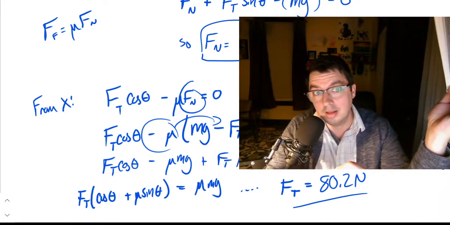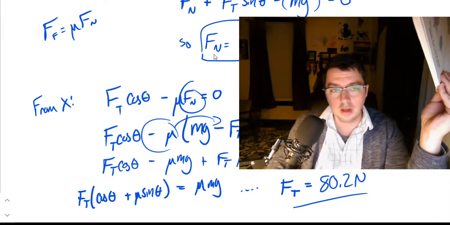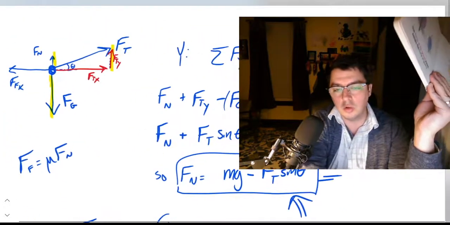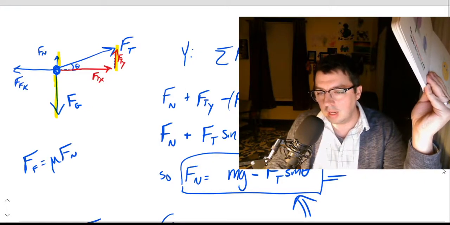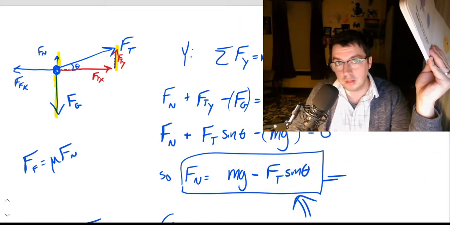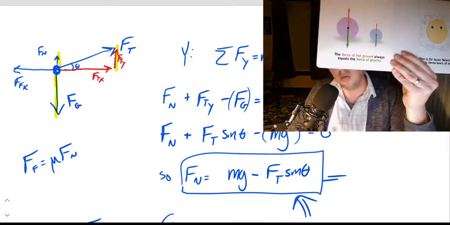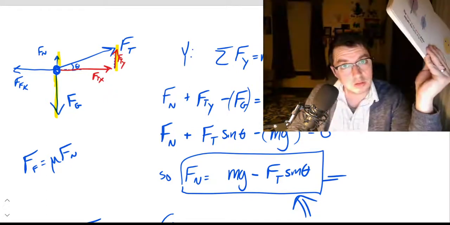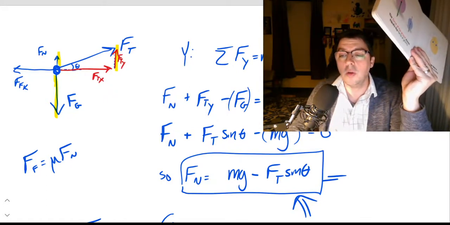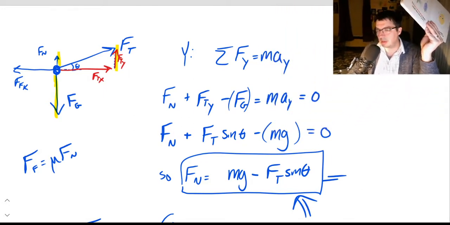Lies. Because we just had a problem where the force of the ground, the normal force, was equal to the weight, force of gravity, minus the force of tension times sine theta. So this is not always true. It's true for these two spheres, but it's not always true. So be careful.